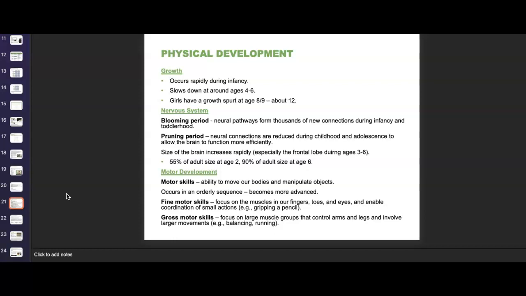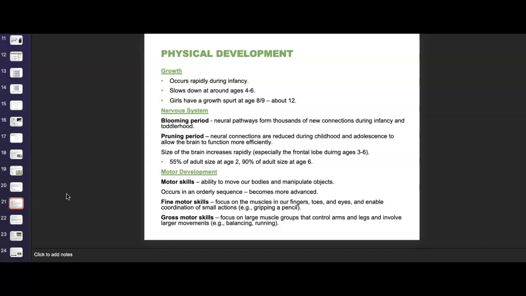Now, the nervous system is going through what's called the blooming period. Neural pathways form thousands of new connections during infancy and toddlerhood. And then go through a pruning period where neural connections are reduced during childhood and adolescence to allow the brain to function more efficiently. So essentially in infancy and toddlerhood, there are tons of neural pathways growing, from the central nervous system all the way out to the periphery, everywhere. But then once they reach childhood and adolescence, your body begins to prune away the things that are unnecessary in order to become more efficient.